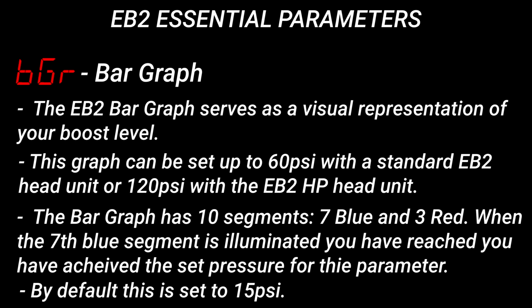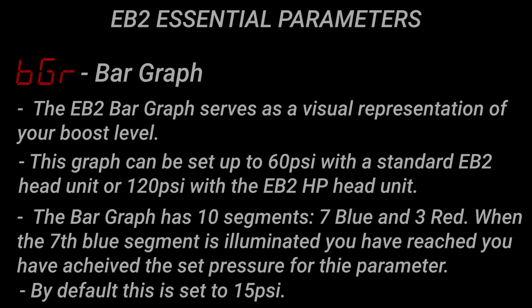The bar graph has 10 segments, 7 blue segments and 3 red segments. When the 7 blue segments are illuminated, the pressure that has been programmed in this parameter has been reached. The bar graph is factory set to 15 psi. The desired display can be adjusted to your preference and is typically set at your maximum boost level.